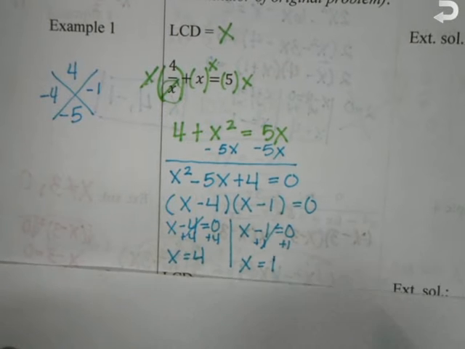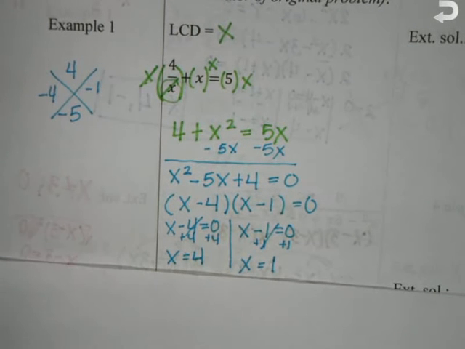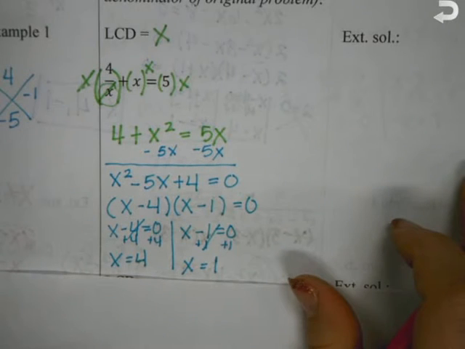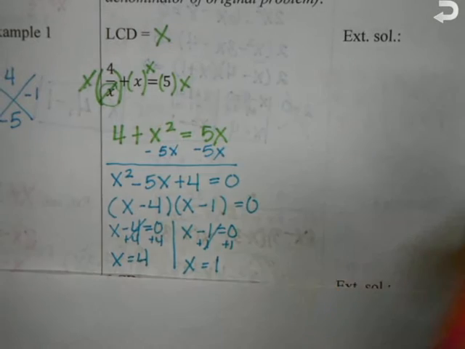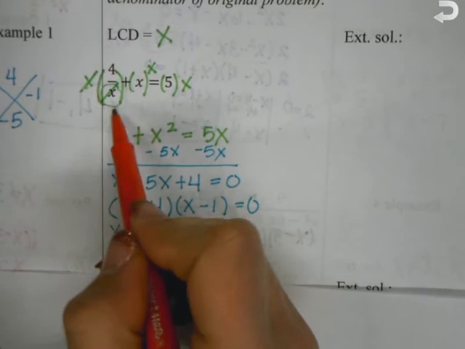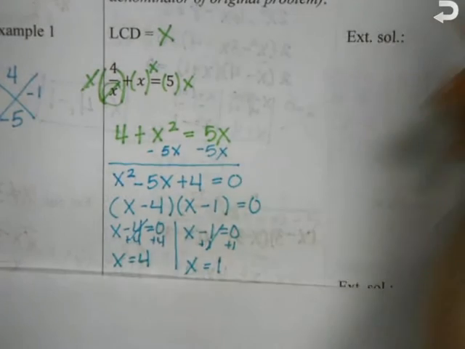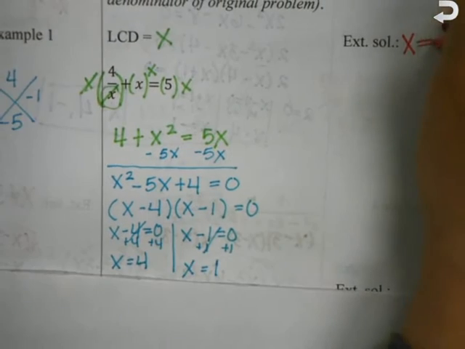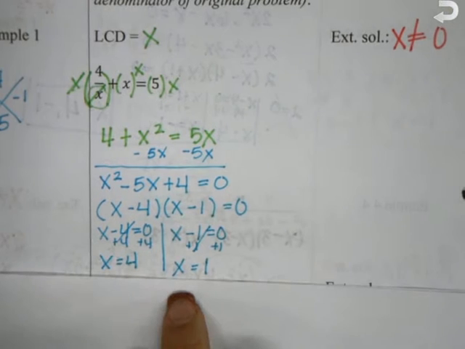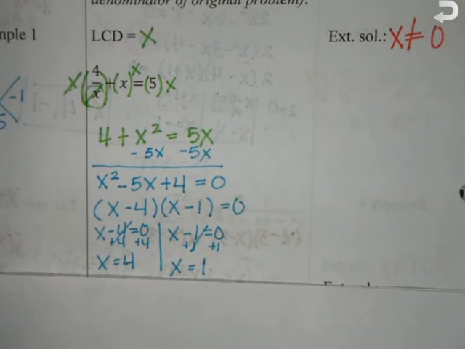Okay, so those are my two answers, but we're not 100% sure that they will work. So let's check for extraneous solutions here. What's the only denominator I have to worry about? X. So we don't want that x to be 0. So what's the only thing that x cannot equal? 0. So are my two answers okay? Yeah. So my two answers for this one are x equals 4 and 1.